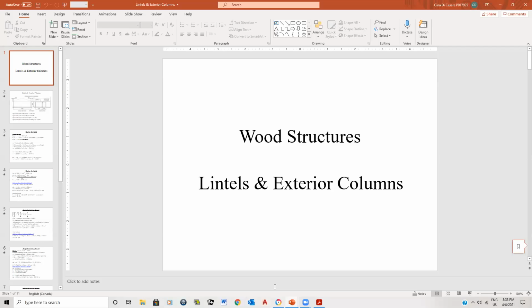You're right. It's okay. So guys, today we're just going to continue with the exterior walls. And we'll talk about lintels and exterior columns. It might seem complicated, but it shouldn't be that complicated because the equations we've seen already in one of the lectures, the interaction equation.